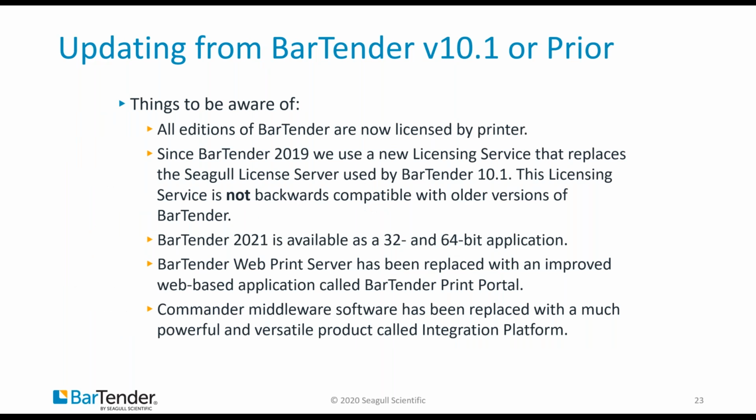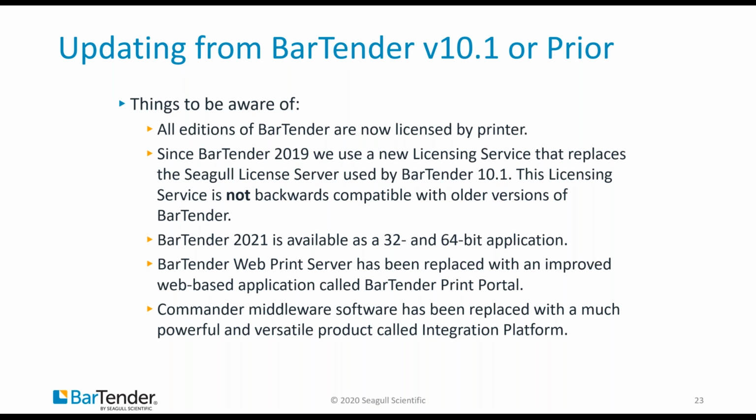And before we actually go through the update process itself, let's cover some items to know on a per BarTender version basis. So starting with BarTender 10.1 and prior, here are some items to be aware of, or FYIs, I guess. You'll note that per Mike's earlier slide, all BarTender editions, including Professional, are now licensed by printer, which would be different than what you're accustomed to in 10.1 and prior if you're coming from, say, a Professional license. The new licensing service that replaces the Seagull license server is not backwards compatible with BarTender 10.1 and prior instances. We'll review in our best practices section how to handle this when we go through how to upgrade.